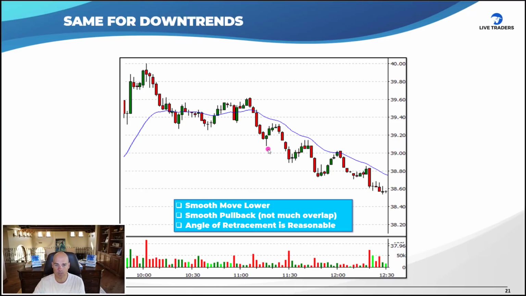I know we focus a lot on uptrends, but level and depth of retracement, overlap, okay? This is a nice, smooth, controlled move lower. Smooth pullbacks, not much overlap, angle of retracement.